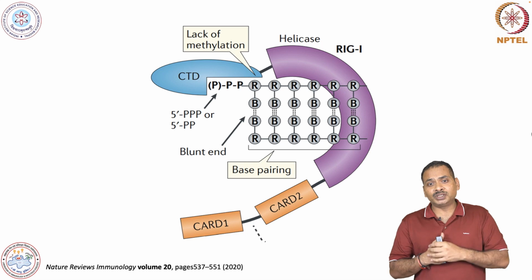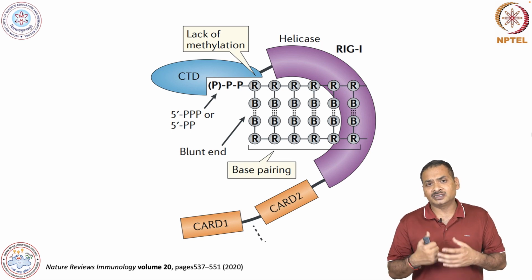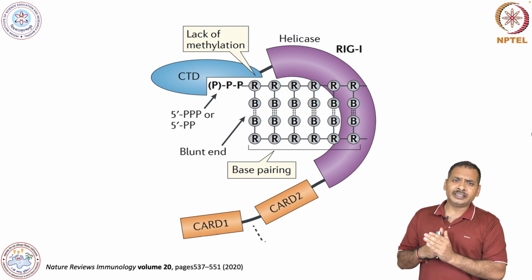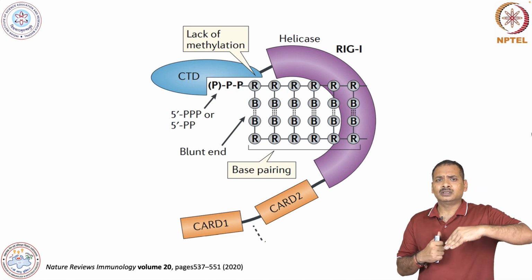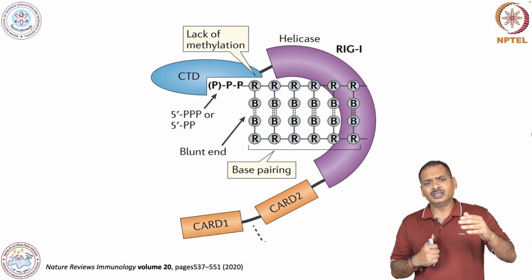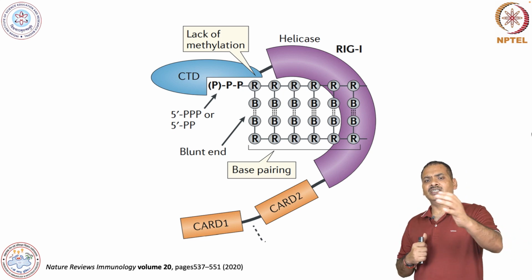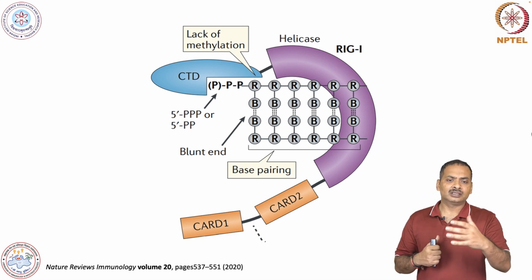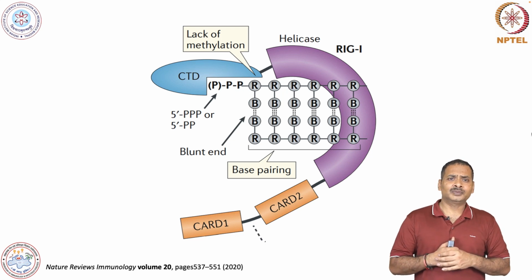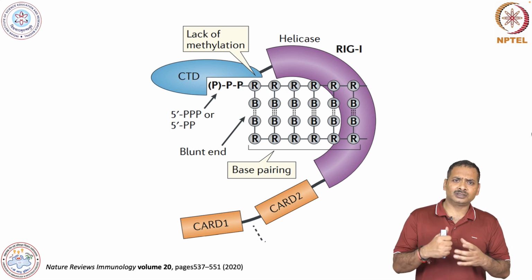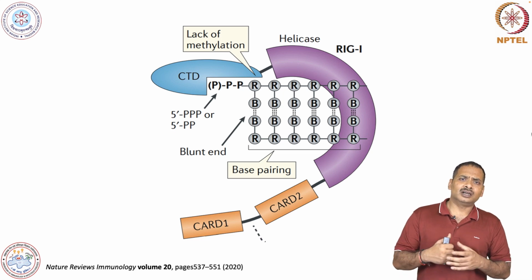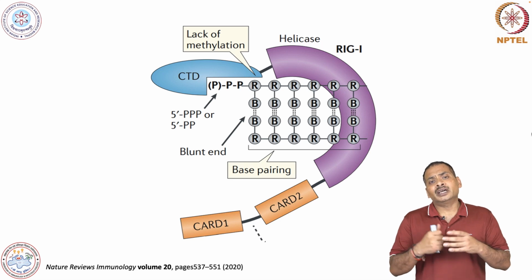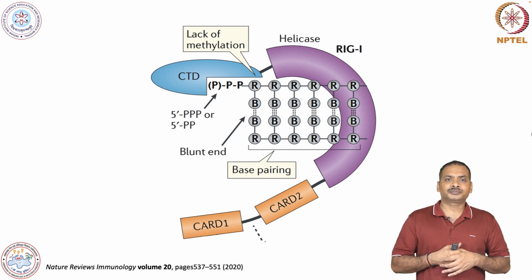And once the ligand approaches RIG-I inside the cell, this helicase domain is unmasked by the ligand, and the ligand binds with the CTD and helicase domain. The ligand is not binding with the CARD of this protein. This domain is not binding with CARD. So CARD is basically involved in activation of downstream signaling.